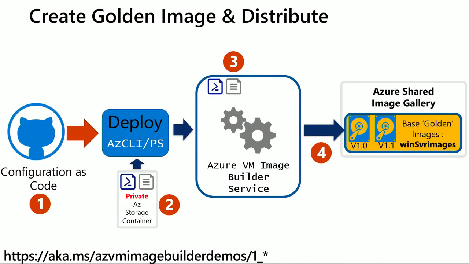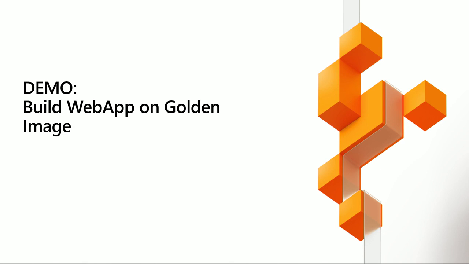Okay, so what you just saw was me take some configuration as code. You saw Image Builder reach out to the storage account using a user identity and then inject it into a shared image gallery. Next demo.